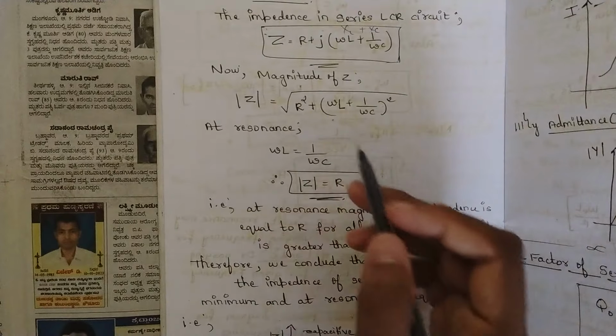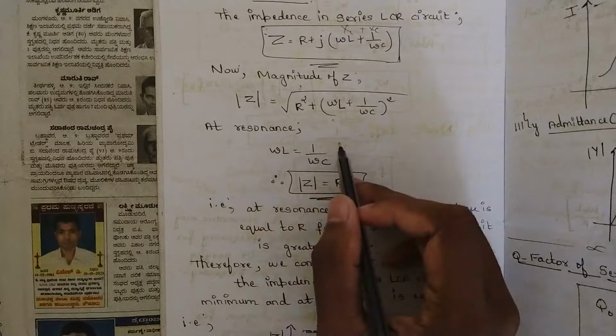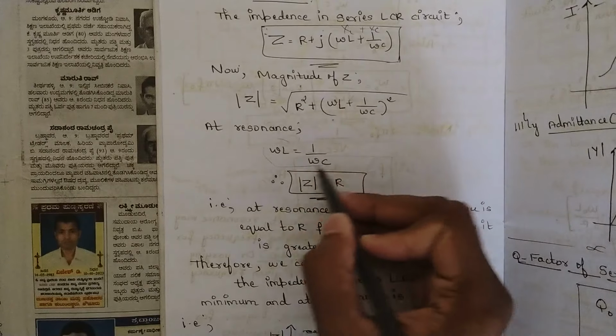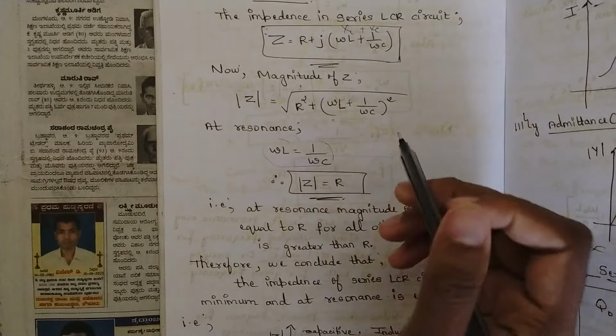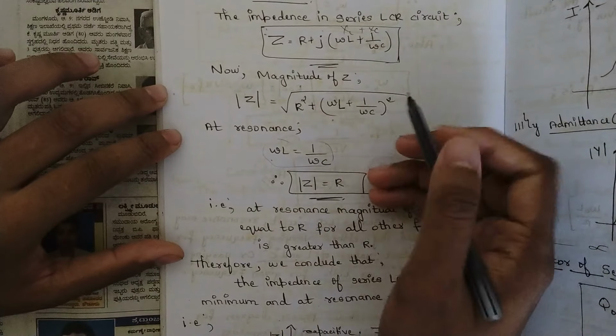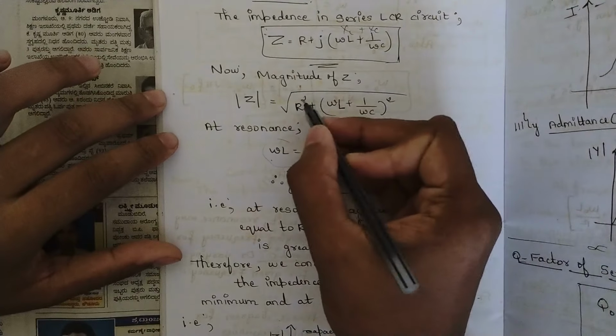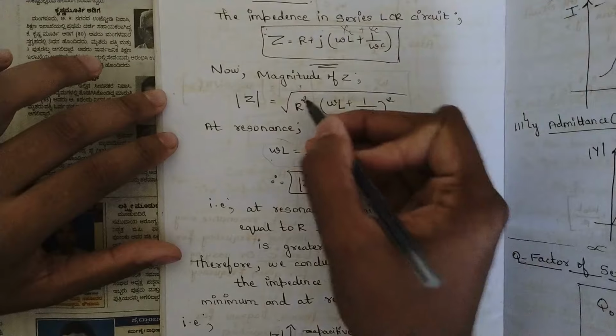So at resonance, we know that the condition is that the reactive part is equal to 0. If we equate it, we get omega L is equal to 1 by omega C. Then we can say that the reactive part completely vanishes because it is equal to 0. We would be left with only square root of R square, that is equal to R.